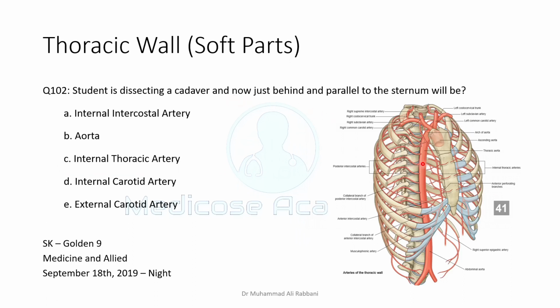Just behind and parallel to the sternum, this is the artery that goes. This is known as the internal thoracic artery, internal mammary artery, or parasternal artery. All are names of this artery. The most commonly used name is internal thoracic artery, which is mostly used in anatomical nomenclature.